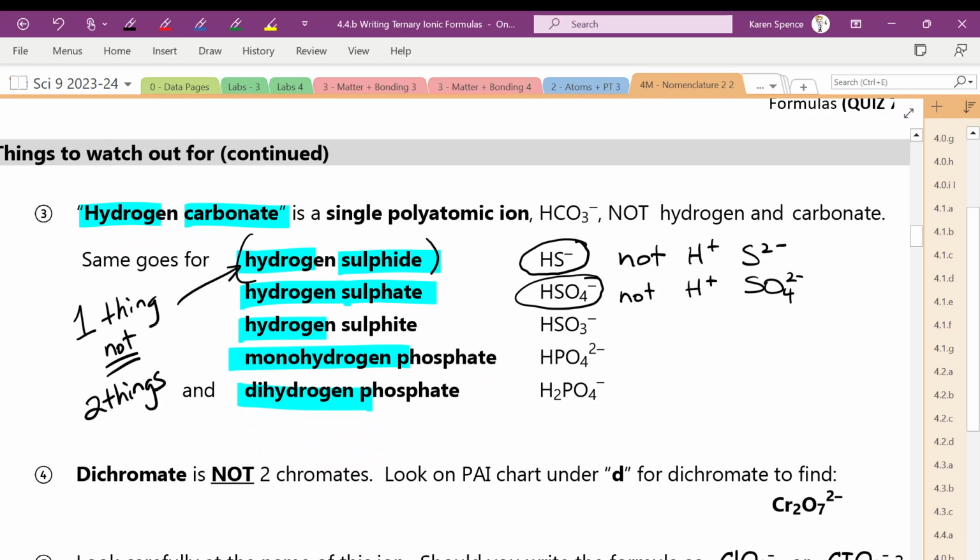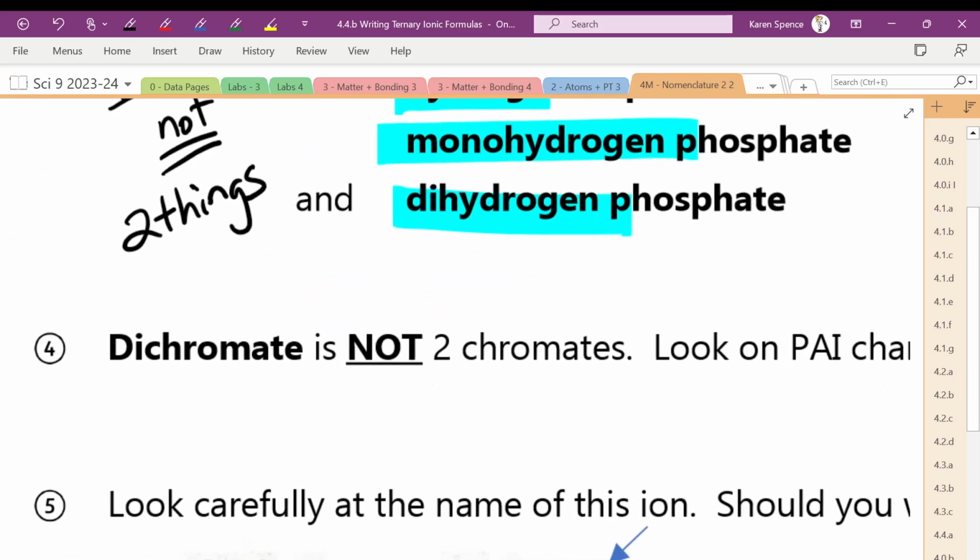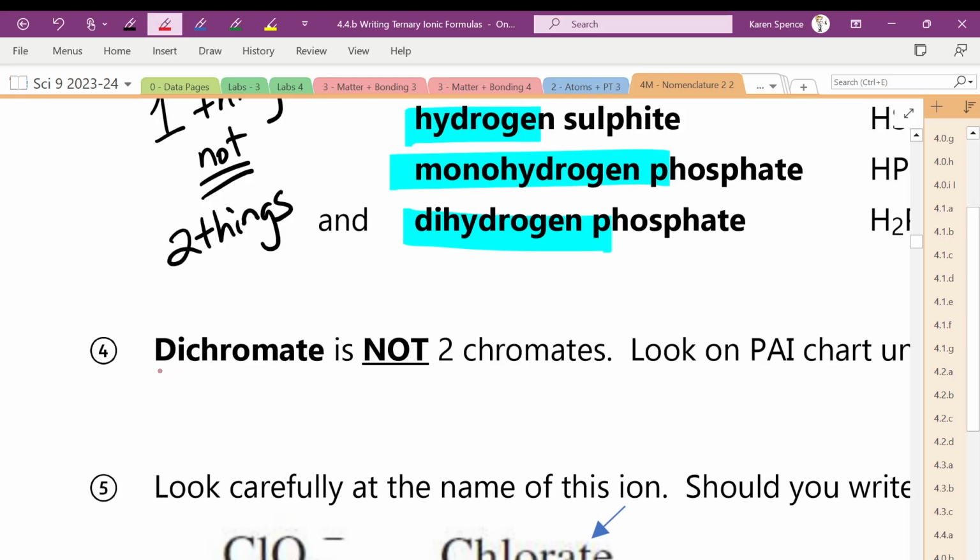And here's another one that messes with people. It messes with people because it's got a di, and people think, oh, there must be two of them, but it's not. It's just confusing. I'm sorry, that's what it's called. There's nothing I can do about it. The only thing I can do about it is say dichromate is not two chromates.